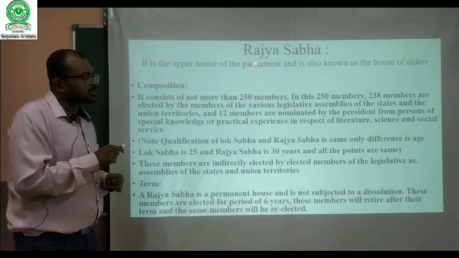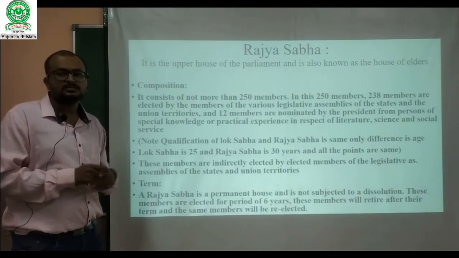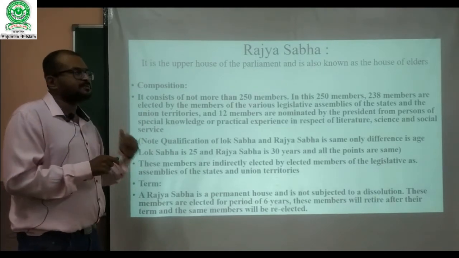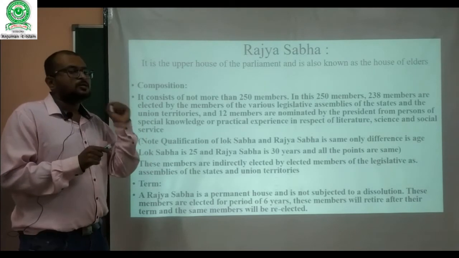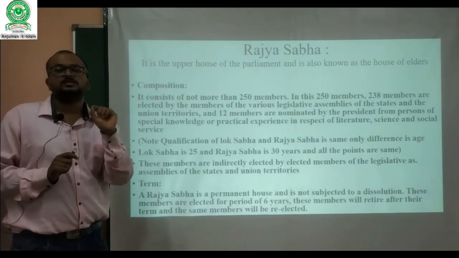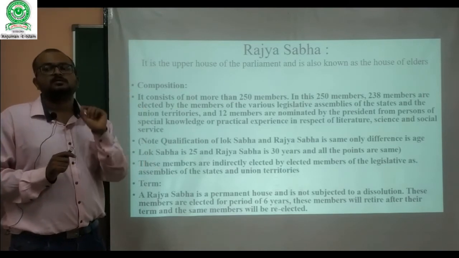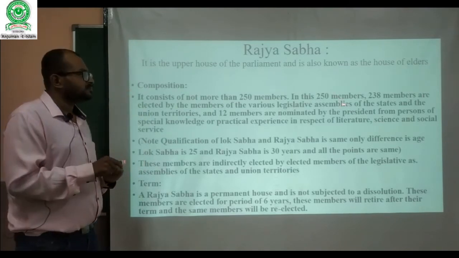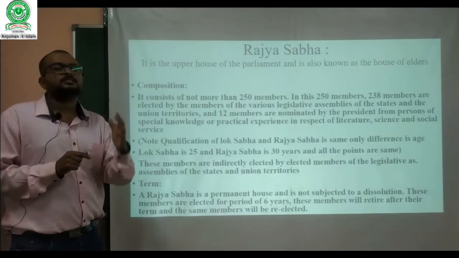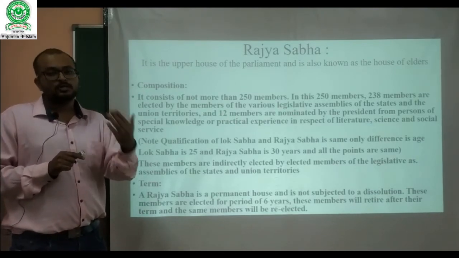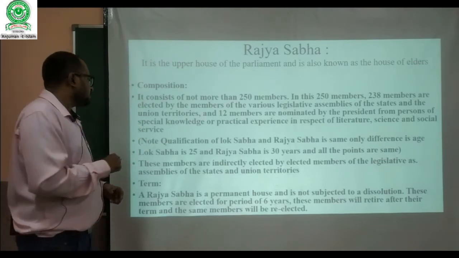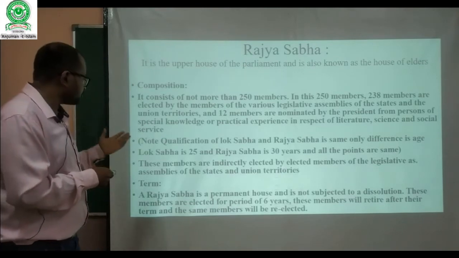Rajya Sabha. It is the upper house of the parliament, popularly known as the House of Elders. Let's come to its composition. It has 250 members. Of these, 238 members are elected from various electorates, that is from the legislatures, Vidhan Sabha and Vidhan Parishad. Voting is done by the people of the state. And 12 members are nominated by the President of India for their contribution in the fields of science, literature, arts, commerce, etc.